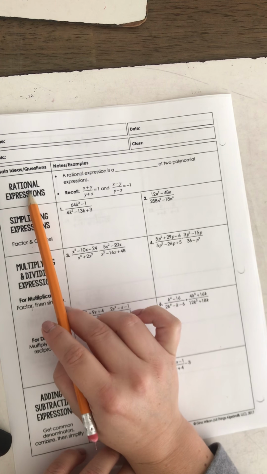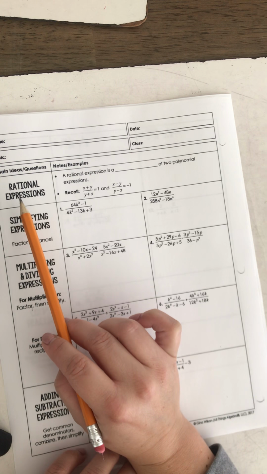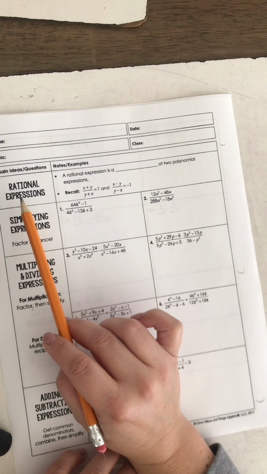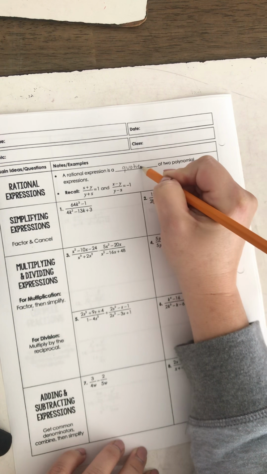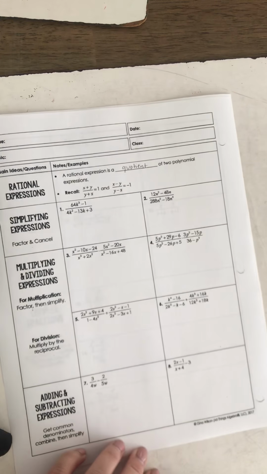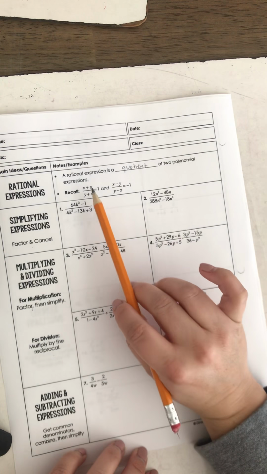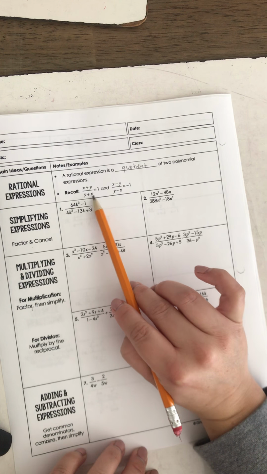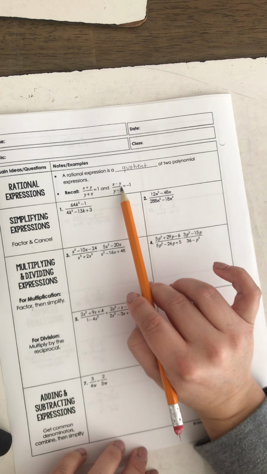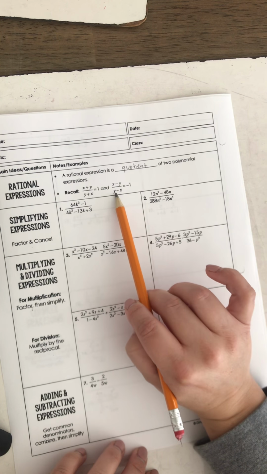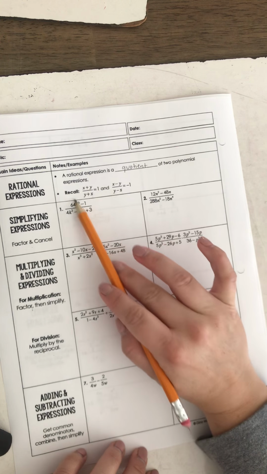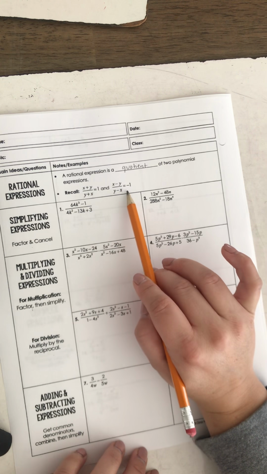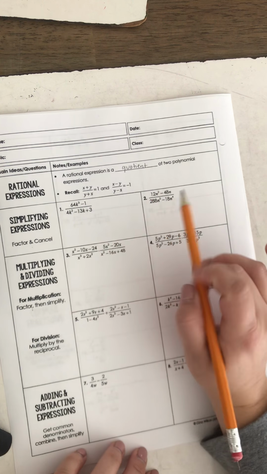What is a rational expression? Well, it's an expression of a quotient. That's a division problem of two polynomial expressions. So an example could be (x plus y) over (x plus y) equals 1, and (x minus y) over (y minus x) equals -1. These are examples of rational expressions, or actually rational equations, since we have an equal sign.